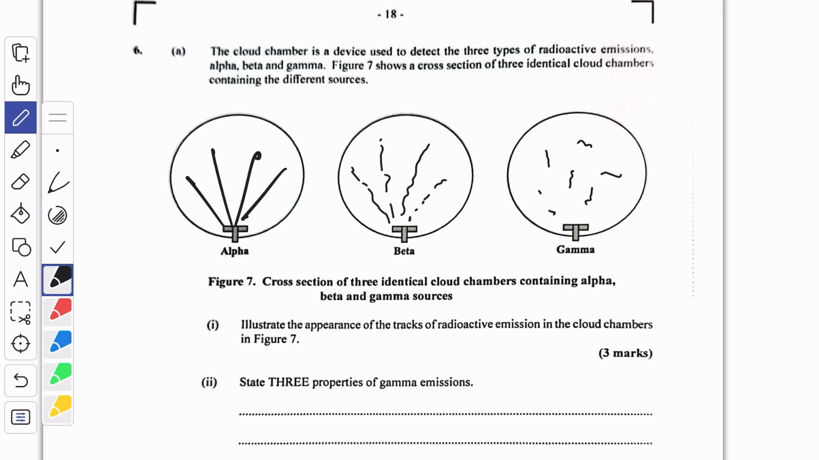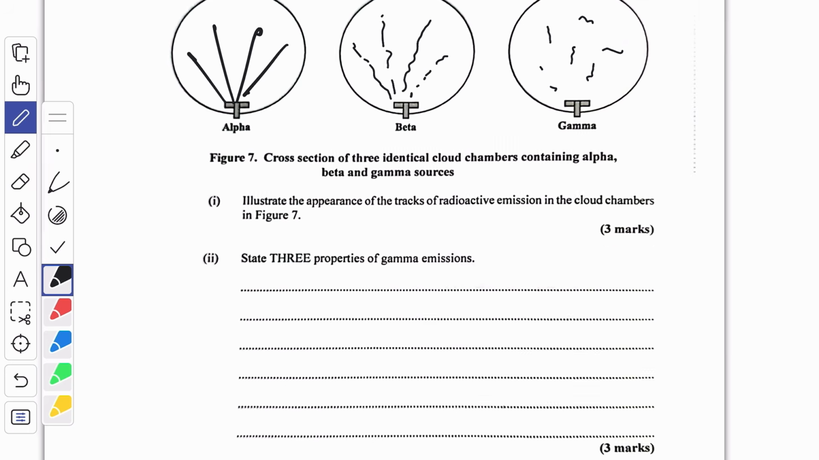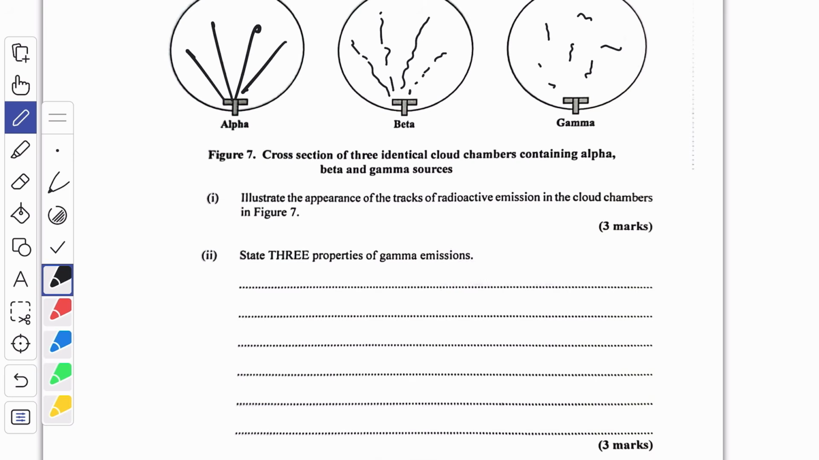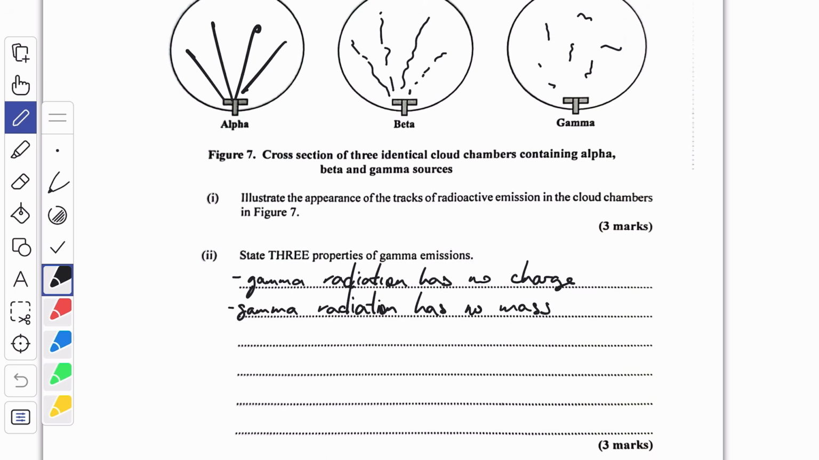Now we have state 3 properties of gamma emission. So this is just anything that we use in describing gamma emissions or gamma radiation. So first I have gamma radiation has no charge. And I have gamma radiation has no mass. And then finally, gamma radiation is an electromagnetic wave.